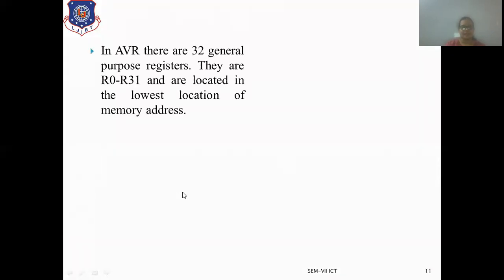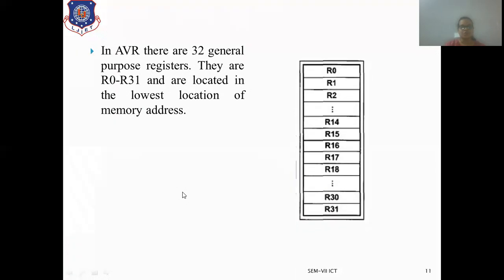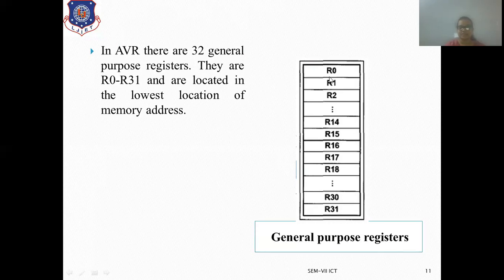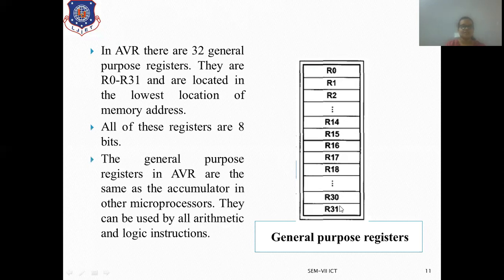Now, in AVR, there are 32 general purpose registers. They are named R0 to R31 and located in the lowest locations of the memory address. So you can see the general purpose registers, R0 to R31, which are used for ALU calculations and which can store data temporarily. All these registers are 8-bit. So it is called 32 cross 8.